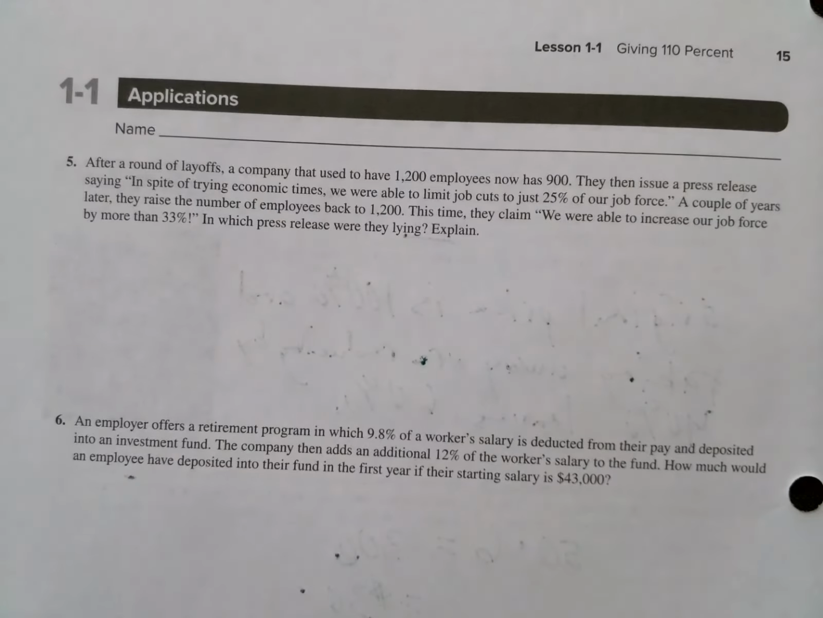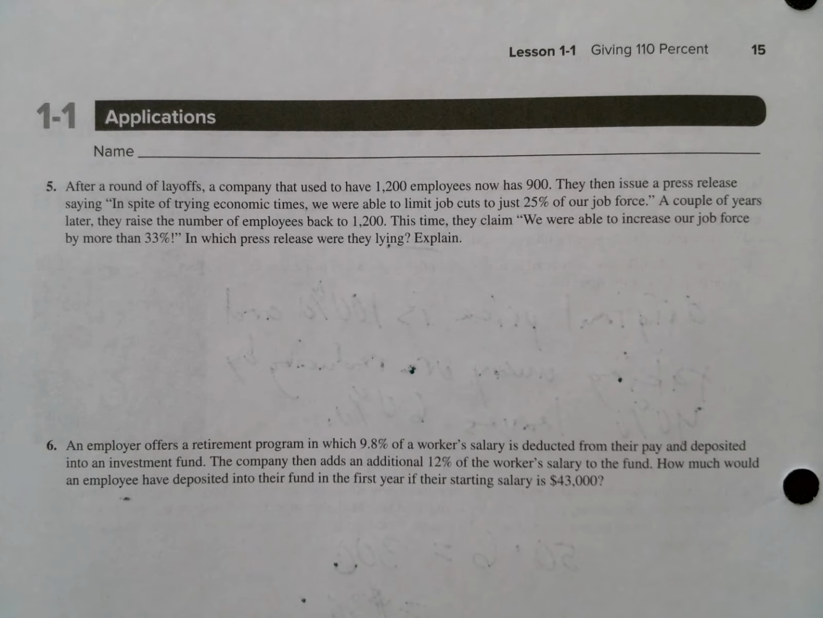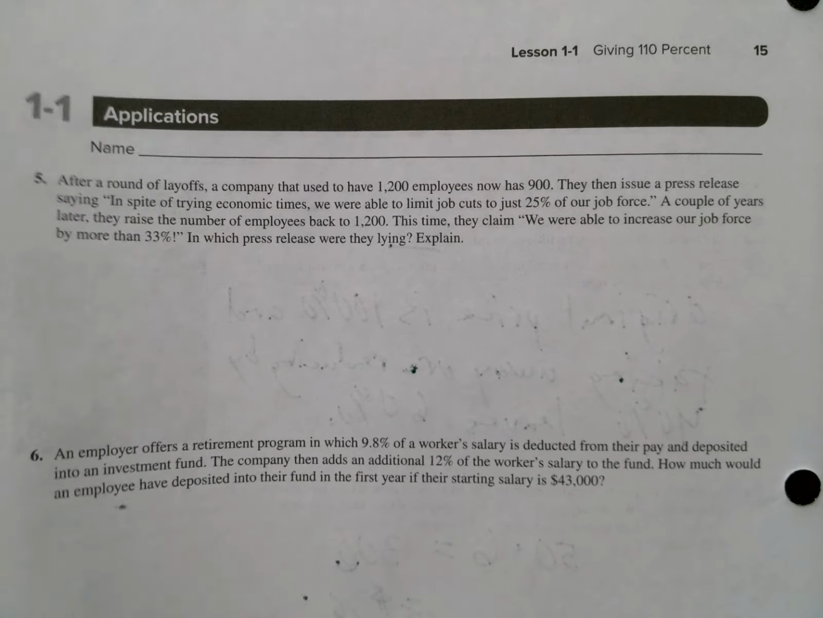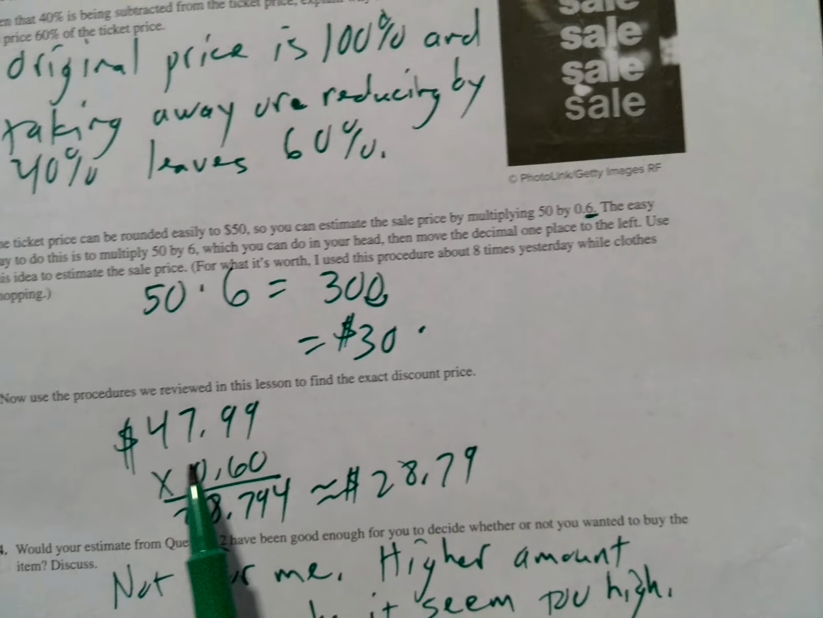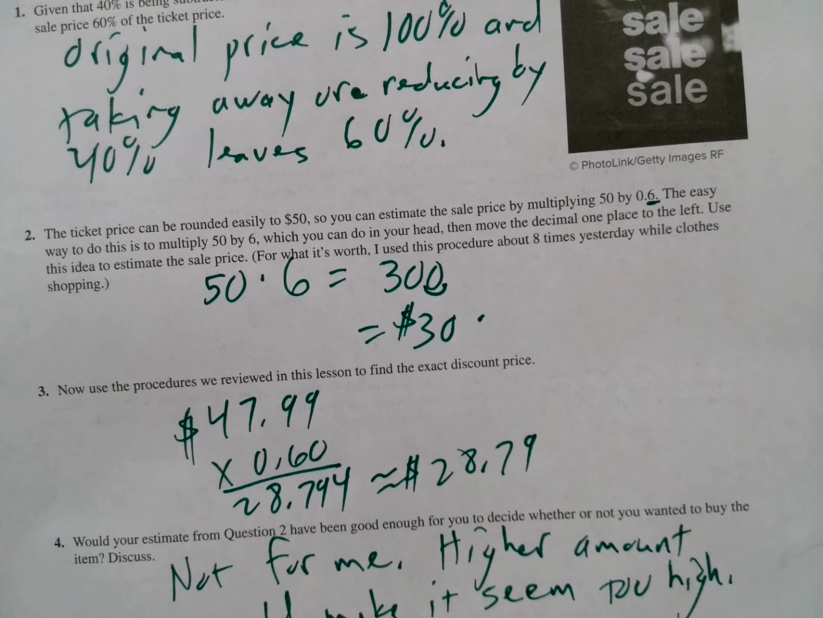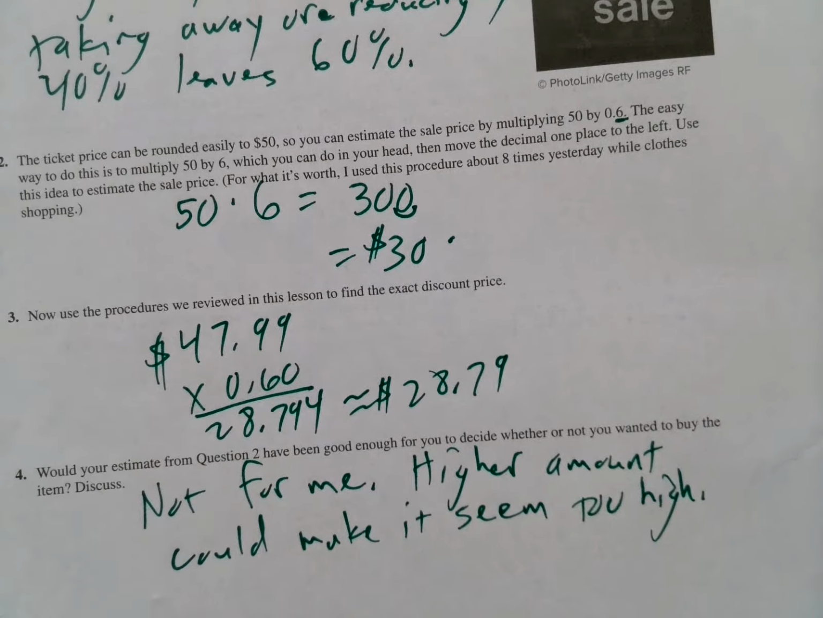All right, now we go here to number 5, or I'm sorry, page 15, but problem number 5. Well, let me go back here and explain what I meant by number 4. When you estimate, like this is $47.99, but what if it was $479.90? And then you did 480 and you could overestimate, and then you could decide not to buy it, and then it could turn out that it wasn't as high as your estimate. So that's what I meant by that.